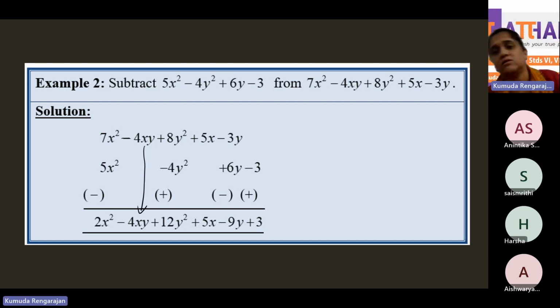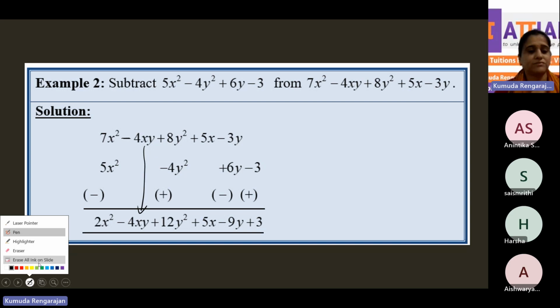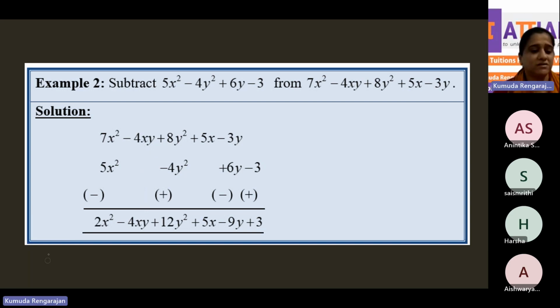That is in the horizontal method, not here. That's in the horizontal method, not here. The presentation is only this. That's the horizontal method.